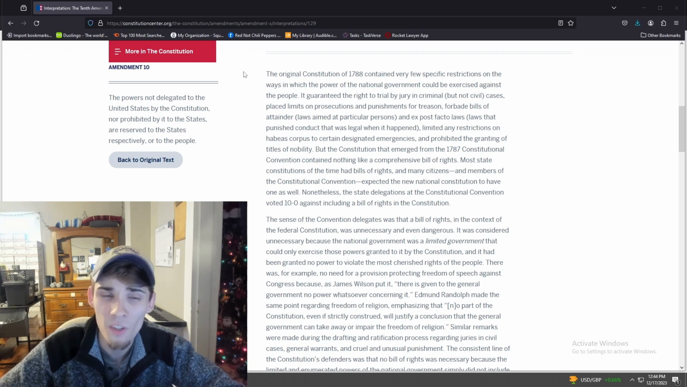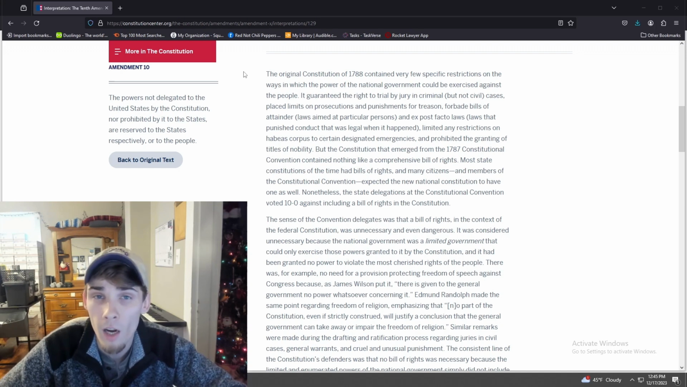So this 10th Amendment is more so a reiteration that even though explicit powers may not have been mentioned in the Constitution or in the first 9 amendments even, this 10th Amendment really solidified the idea that the federal government has a limited scope of power only defined by the Constitution and defined by the states' rights and what the states want.